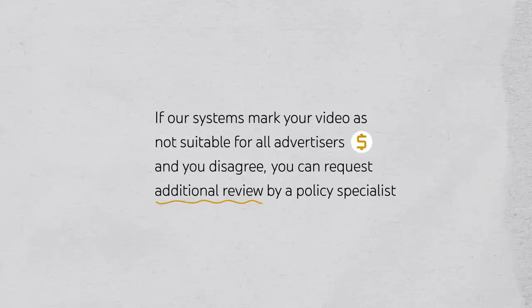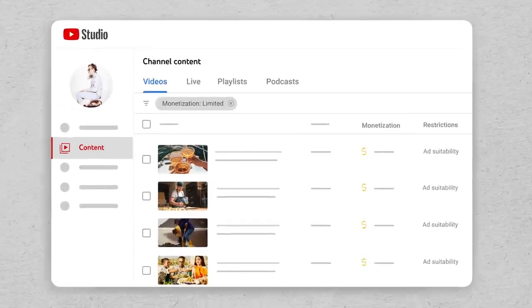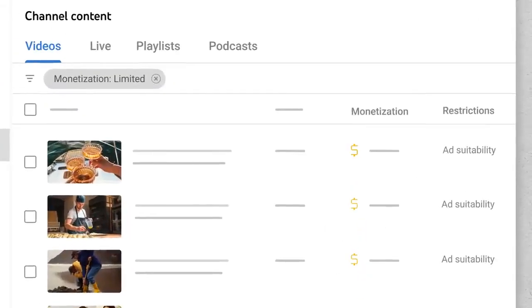If our systems mark your video as not suitable for all advertisers and you disagree, you can request additional review by a policy specialist. They'll review the decision made by our systems. If appropriate, they can change the video's monetization status. If they complete their review and agree with the system's decision, in YouTube Studio, the monetization status will remain.